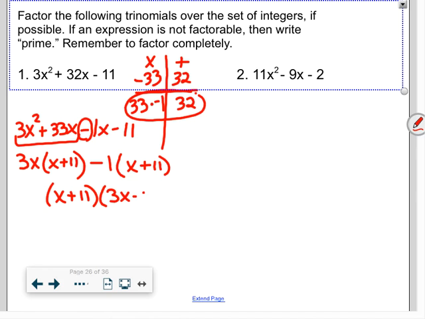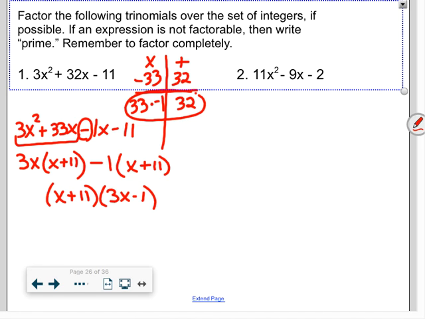And then if I pull both of them out, it's like you erase the x plus 11s, and what's left is a 3x and a minus 1. Check your work when you factor. X times 3x is 3x squared. Negative 1x plus 33x is a positive 32x. 11 times negative 1 is negative 11.